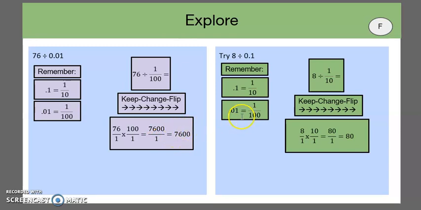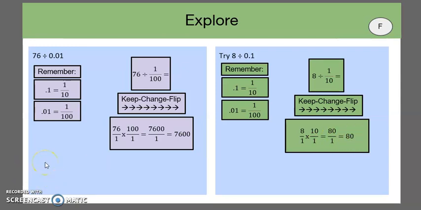We are going to move on to the next question. In this example, we're going to look at 8 divided by 1/10. Again, we wrote down our problem. We're going to do keep, change, flip. So we're going to keep the 8. We're going to change our division symbol to multiplication, and we're going to flip the 1 over 10 to 10 over 1. We're going to multiply across. 8 times 10 gives us 80, and 1 times 1 gives us 1. 80 divided by 1 gives us 80.